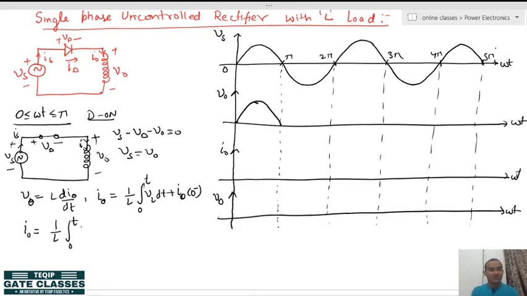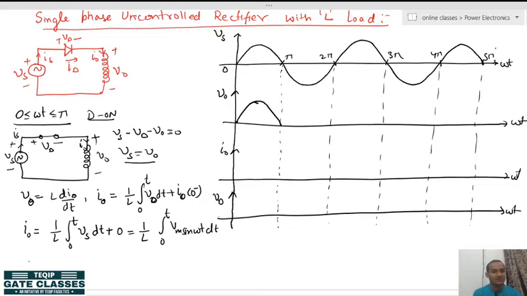So, 0 to t. Now, what is the inductor voltage at this time? Here VL can be replaced by V naught. What is this? It is equal to Vs. You can see that we have already derived that V naught is equal to Vs. So, we can write simply Vs dt plus, since we are considering the initial condition as 0, it is equal to 0, and this can be written as 1 upon L integration 0 to t Vm sin omega t dt. All right.